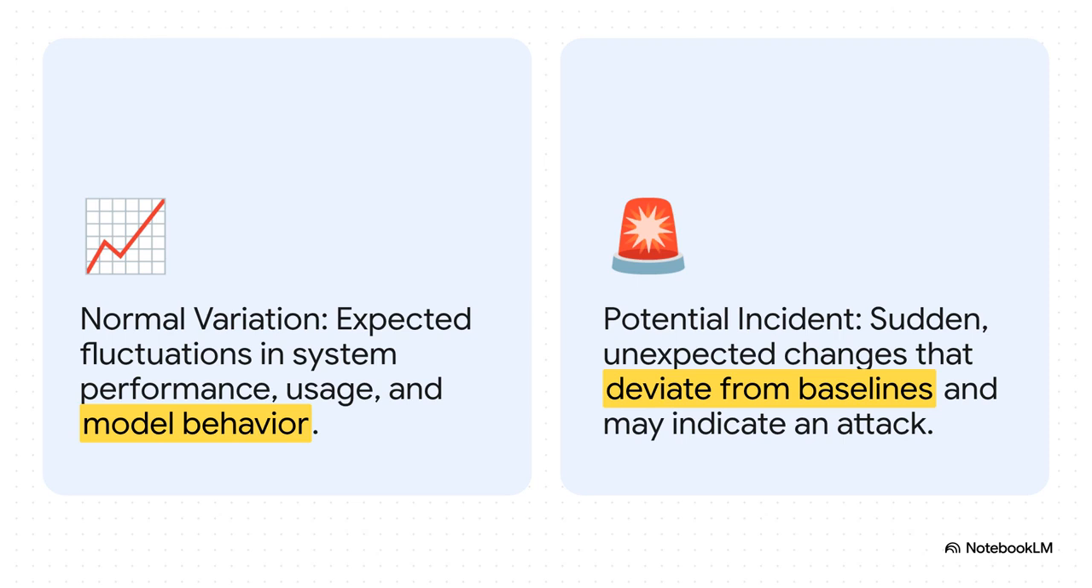Okay, this is really the core of it. Any big, complex system is going to have some noise, normal ups and downs in performance and usage. The whole game is about being able to tell the difference between that normal variation and a real potential incident, which is a sudden, sharp change from the baseline that could mean you're under attack. It's all about separating the signal from the noise.